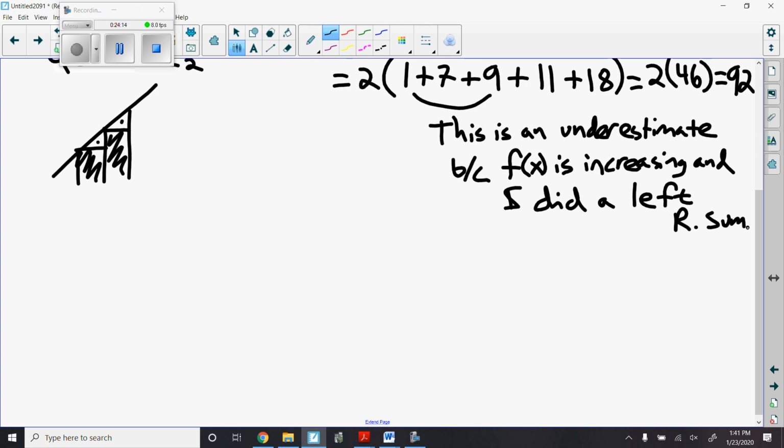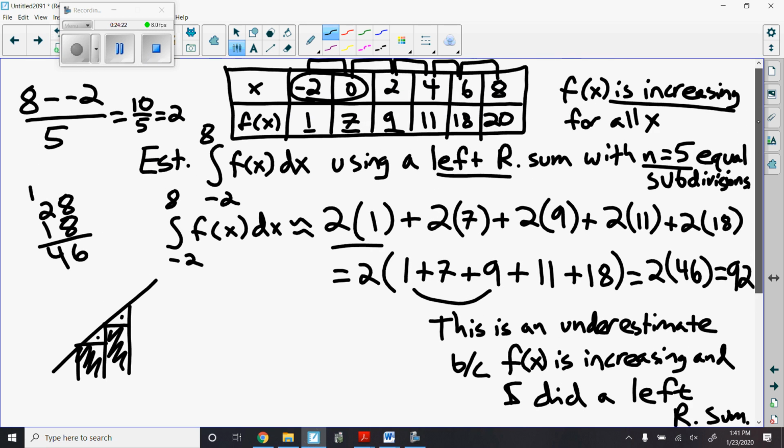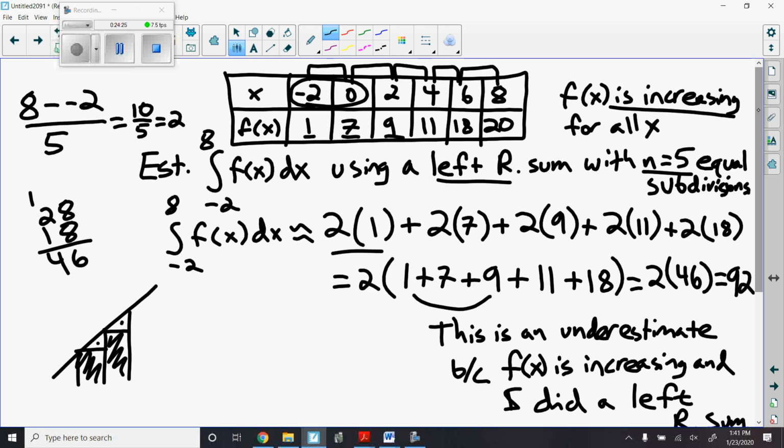All right, now if you did a right Riemann sum instead, what would be different? Well, let's see. If I did a right Riemann sum using n equals 5 sub intervals, all my widths would still be 2. So these numbers would all be the same. But instead of using the left number in each one, I would use the right number. So instead of using a 1 here, I would have had a 7.